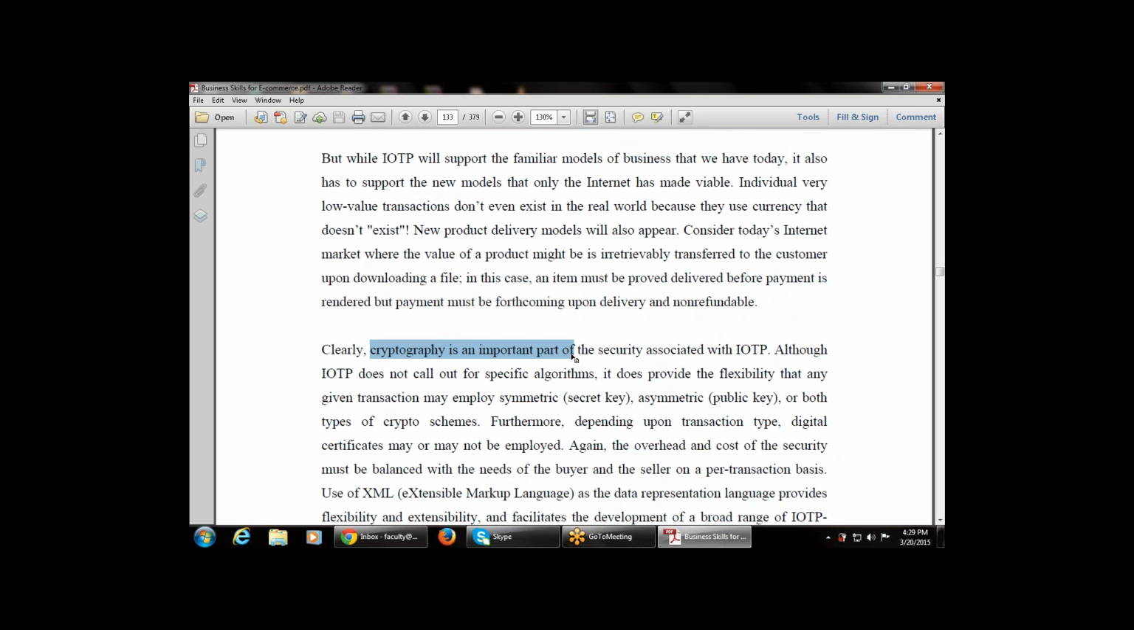Clearly, cryptography is an important part of the security that is associated with the IOTP. It also includes the secret key, public key and the types of crypto schemes, including the transaction type and whether digital certificates are used or not.